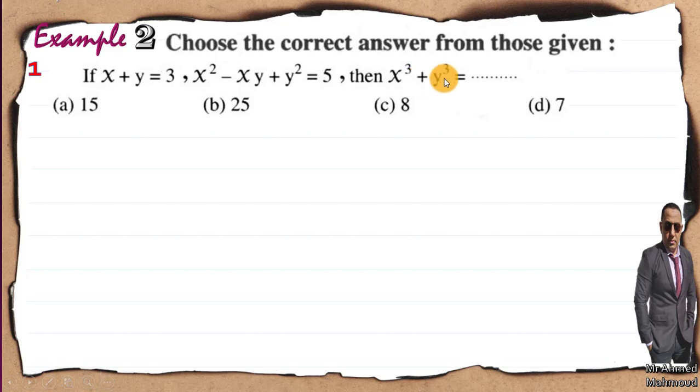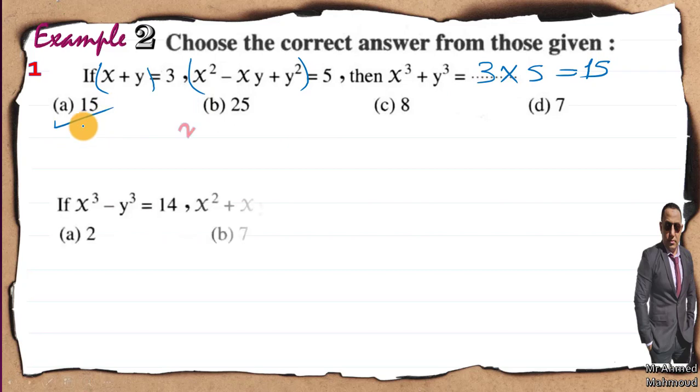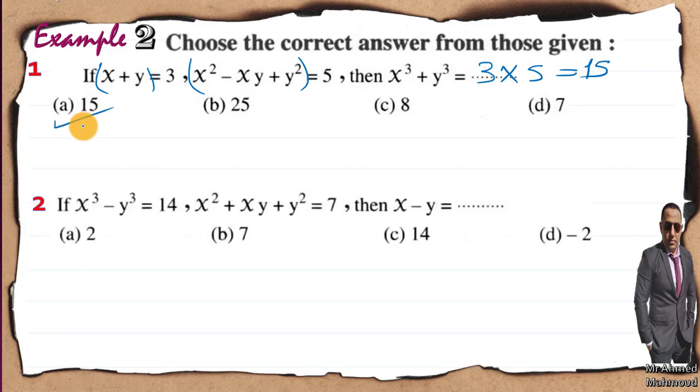x power of 3 plus y power of 3 equals x plus y times x power of 2 minus xy plus y power of 2. Again, x power of 3 plus y power of 3 equals x plus y times this bracket. So in place of the first bracket I will write 3, times, in place of this bracket I will write 5, which equals 15. So this is 15.